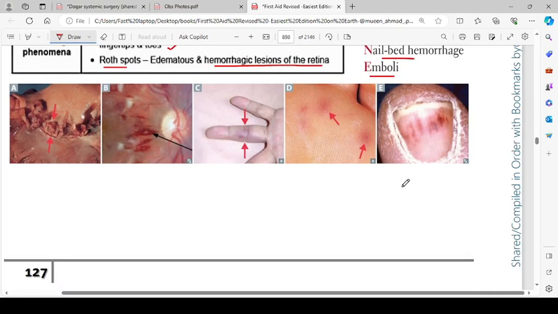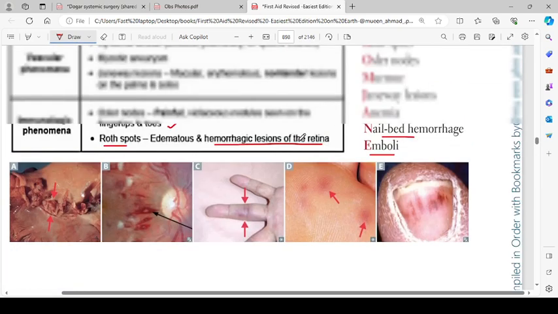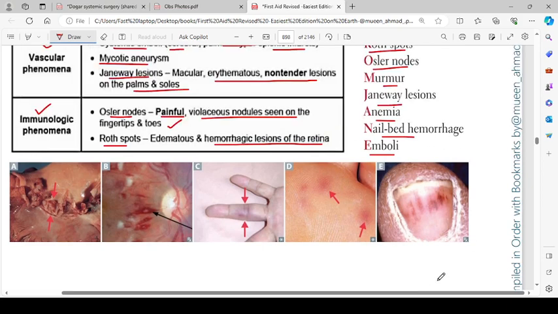Okay. I think the Roth spots are on the retina. Let me confirm that, but I think that they're on the retina. And Osler nodes and JNV lesions are present on the fingertips. So the Roth spot. Sorry, I'm searching on the mobile actually. These Roth spots are, yes, they are white centered. These are Roth spots, right?